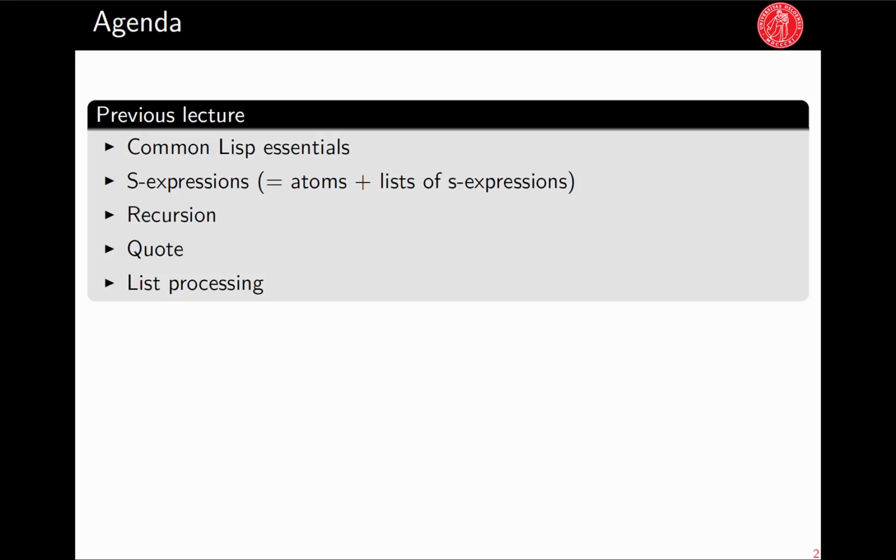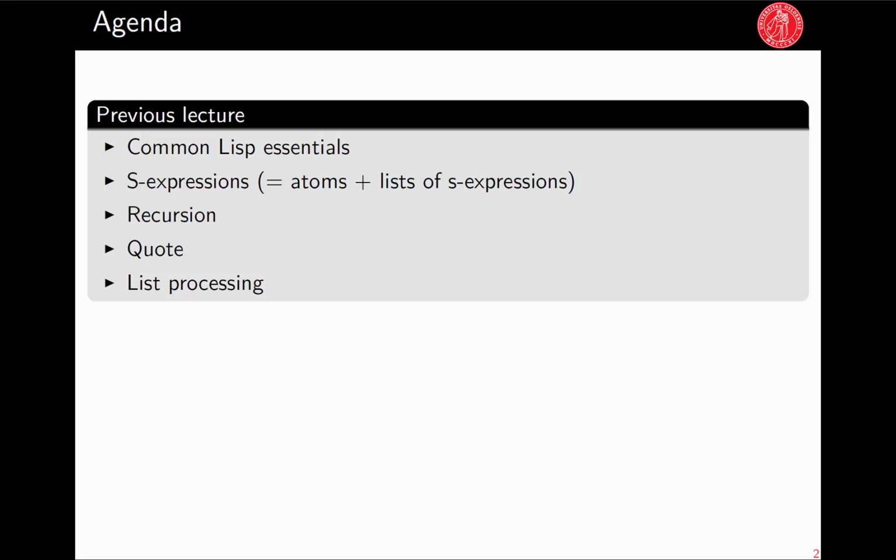We looked at symbolic expressions, or S-expressions, and how they're built up. So we looked at atomic expressions like numbers and strings and symbols and so on. And then we looked at compound symbolic expressions that are built up as lists, as these parenthetical lists that can again be nested and contain other lists.